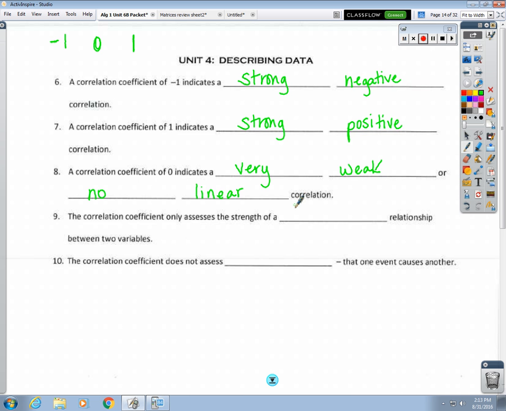The correlation coefficient only assesses the strength of a linear relationship between two variables. Remember yesterday how we were talking about exponential functions, the ones that curve? We don't do correlation coefficients for those.